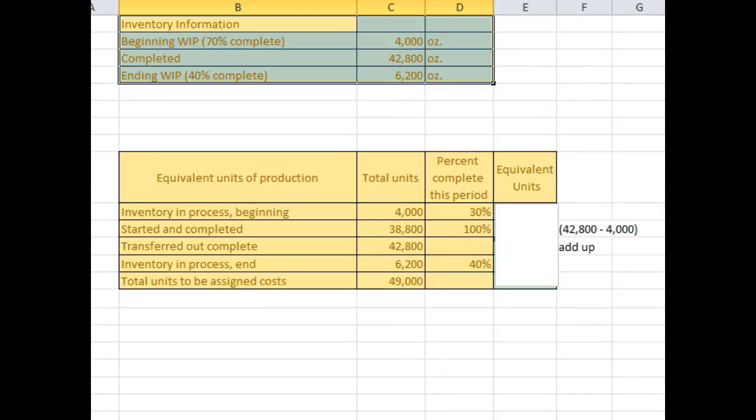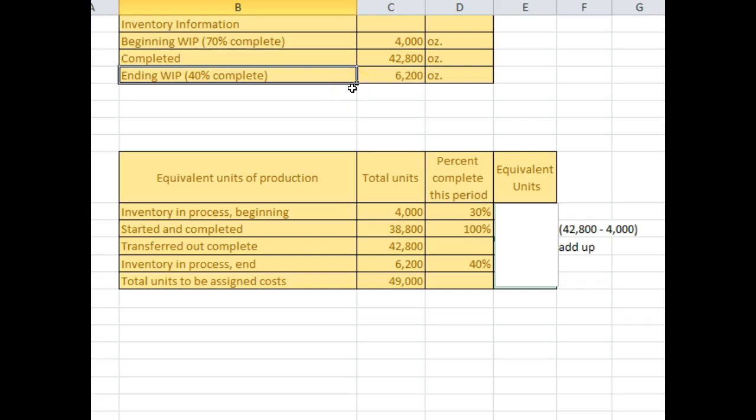Now on this one, we're going to look at equivalent units. So even though I started with 4,000 in there, those may not have been totally through the process. So now we're going to look at beginning inventory. Beginning work in process was 70% complete. That's at 4,000. We completed 42,800. So those would be 100%, right? And our ending work in process was 40% complete. So how does that break down?